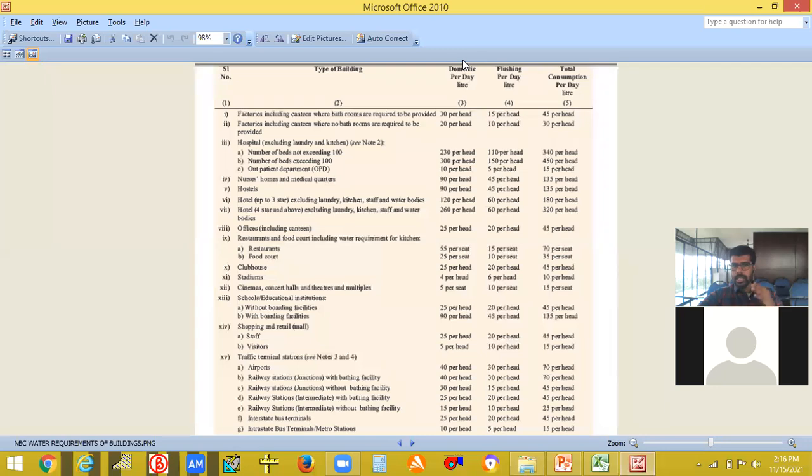In NBC, separately, it will be given one for domestic, one for flushing, and one for total consumption, which means the addition of both will be the total. So here you can take this flushing. Why? I am saying once more, because only the water from the water closet will be reaching the septic tank. The rest of the water will be reaching the soak pit or wastewater pit only. That's why we are taking this value. You don't want to take the total consumption. You want to take only the flushing values.